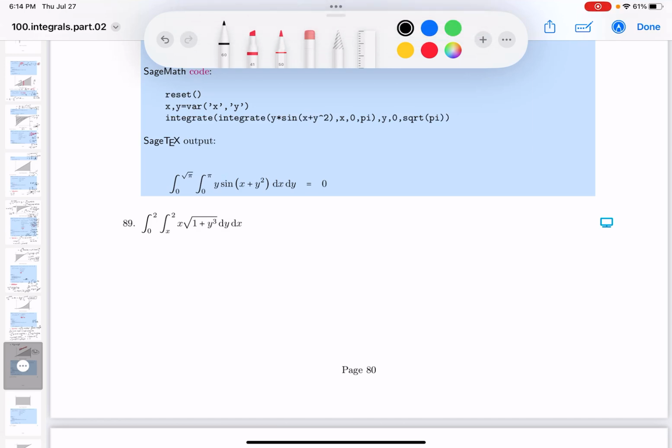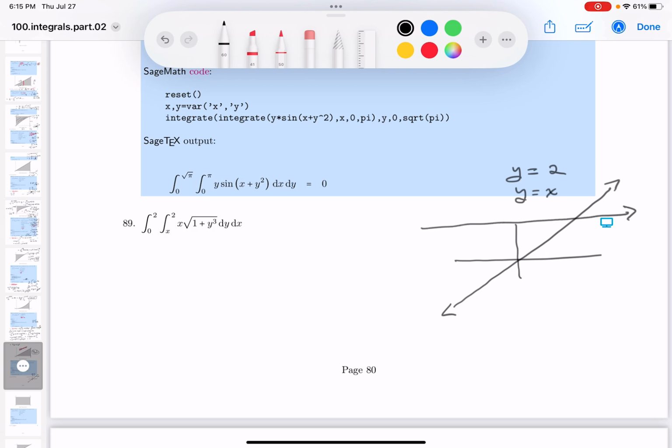Again, let's look at the region for 89. I'm going to say the lower limit is y equals x, rather easy to understand, and the upper limit is y equals 2. All right, let me draw a picture of that. It looks sort of like this over here. That's y equals x. y equals 2 is sort of like this over here.